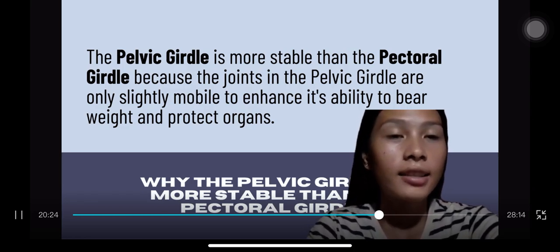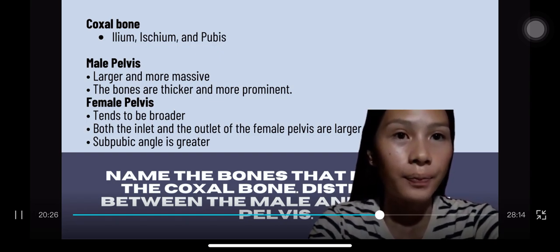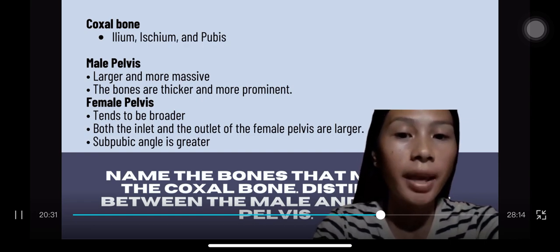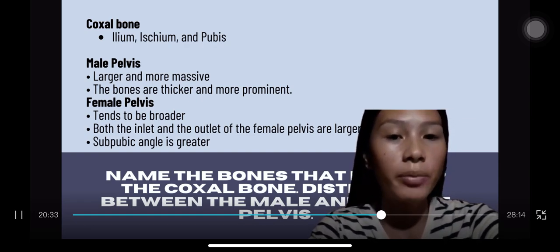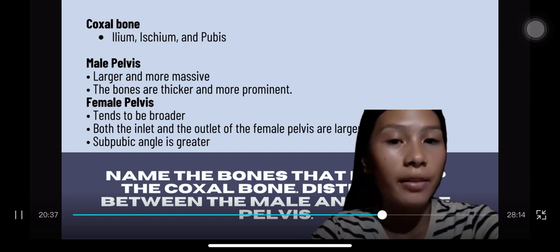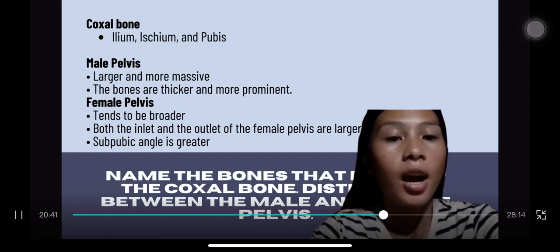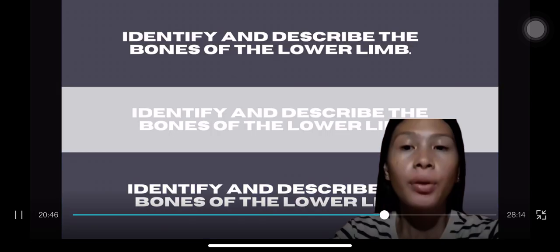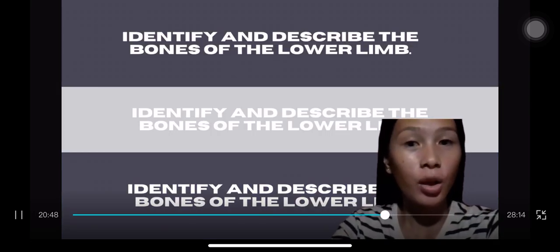And let's distinguish between the male pelvis and female pelvis. The male pelvis is larger and more massive. The bones are thicker and more prominent. The female pelvis tends to be broader. Both the inlet and the outlet of the female pelvis are larger. The subpubic angle is greater.